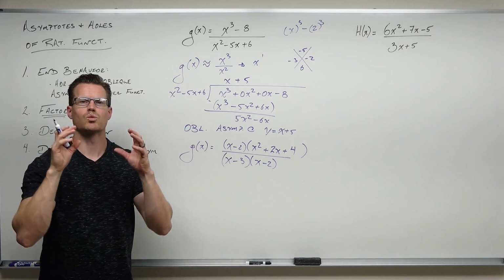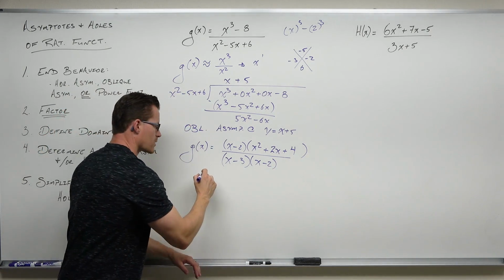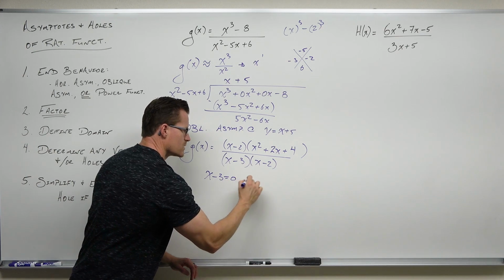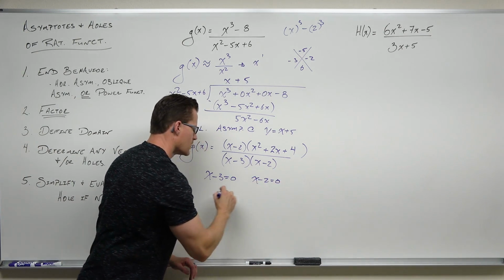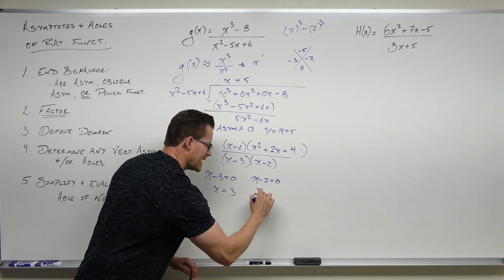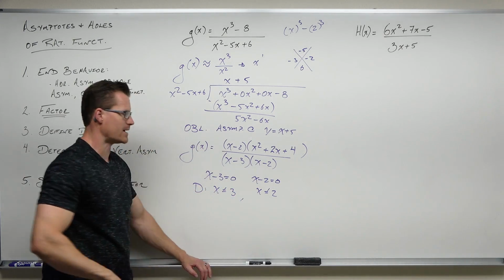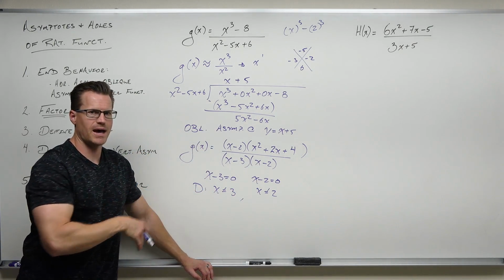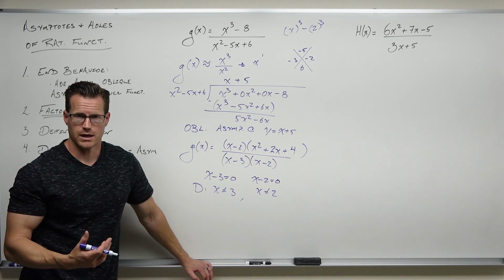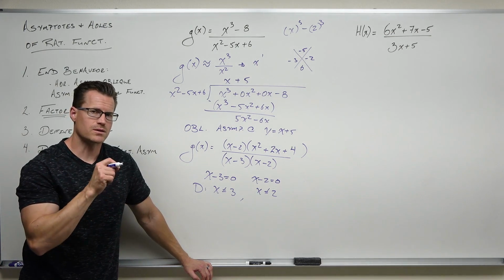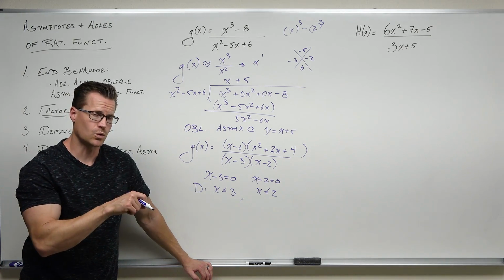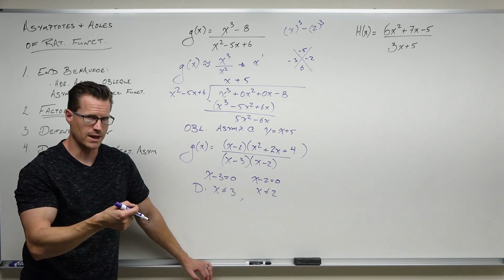After that, man, we go right to defining our domain. So zero product property says x minus 3 equals 0, x minus 2 equals 0, x equals 3, and x equals 2. Those are problems. So our domain says you can't have that. That's bad. Now define what they create. If you can cancel out the factor that's giving you your domain restriction, that's a hole. If you can't, it's a vertical asymptote.